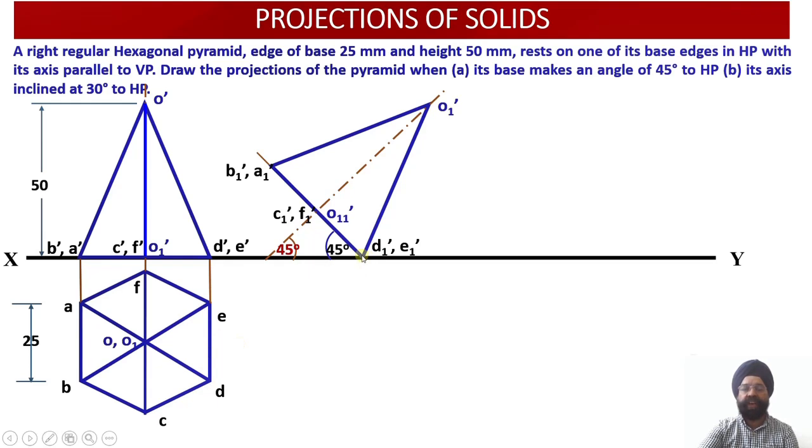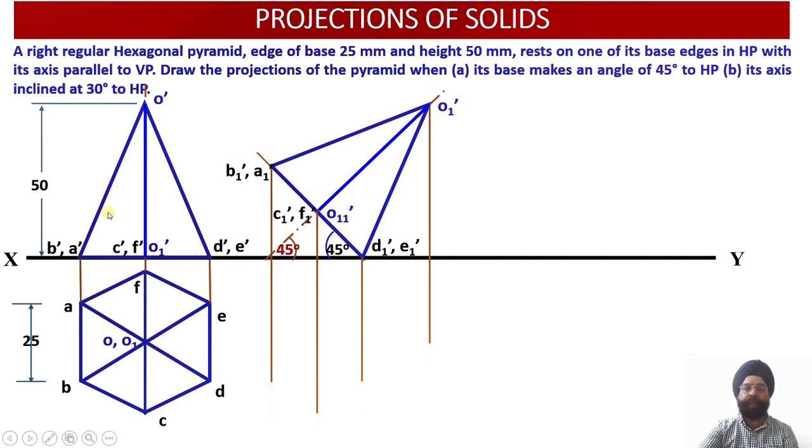So it is resting on the edge D1 dash and E1 dash onto the ground, or onto the horizontal plane. So having marked this distance of 50 millimeter over there, now we can join this projector dark, this one and this one also dark, right? So all these same projectors which were dark, they will be drawn over here. That is, this figure has been replicated over here.